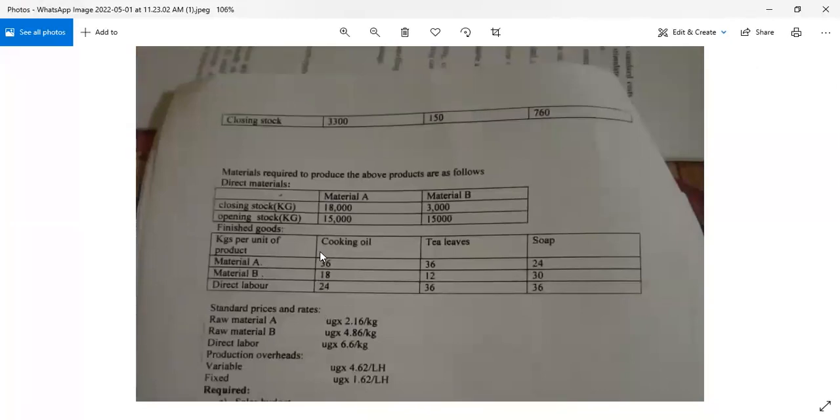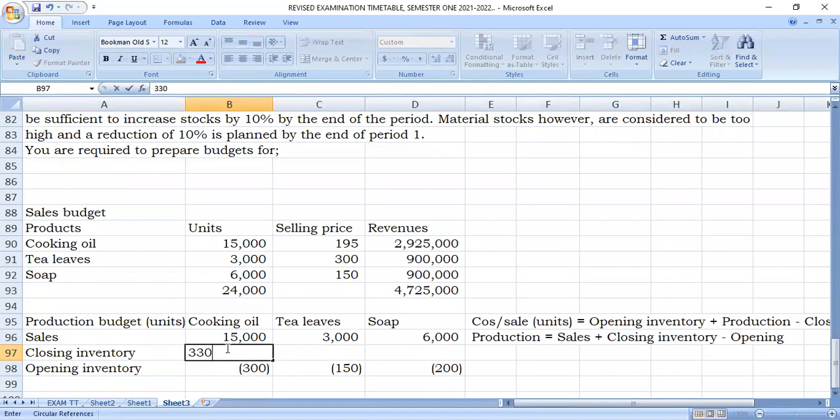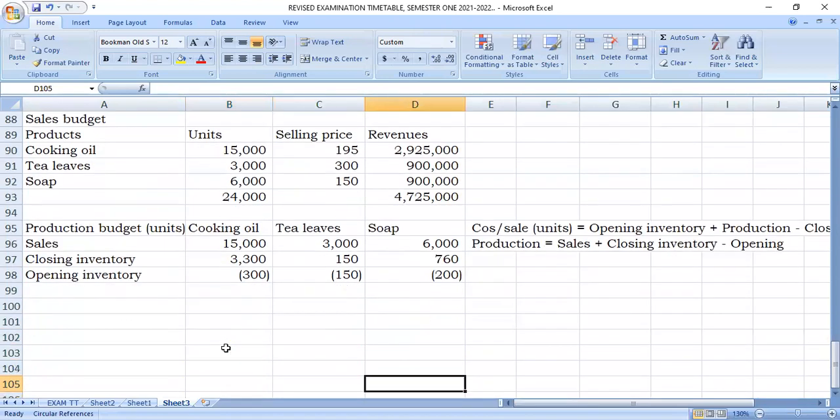Closing stock still, it was given here. So the question for cooking oil, you have 300. Tea leaves, you have 150, then 760 for soap. So take the information where it belongs. It is closing stock. So cooking oil, 300. Tea leaves, 150. Now soap, 760. Okay. And you're done. Then you add these.